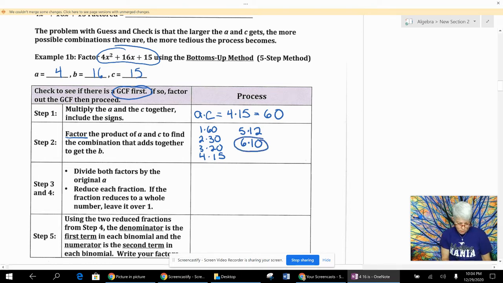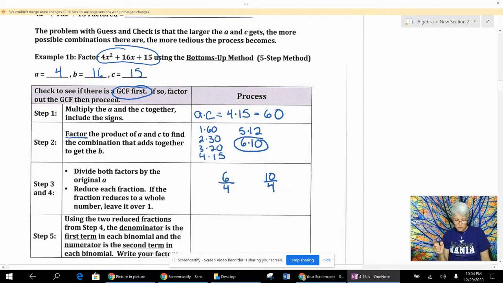All right, so I'm going to write the 6 and the 10, and we're going to divide both by a. Only this time, I'm going to move these over a little bit. 6 and the 10. a is 4. Okay, now we are going to look at these as fractions, and we're going to simplify them. They're both top heavy. We're going to leave them top heavy. We're not going to change them into mixed numbers or anything like that. We're just going to see if we can simplify either one of them.